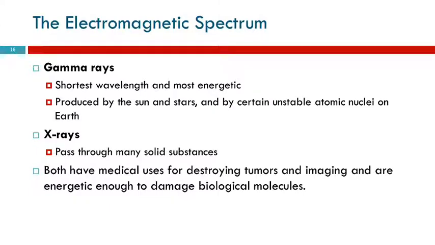These are produced by the sun and the stars and by some atomic nuclei. Those are very damaging to living organisms. X-rays are less energetic than gamma rays, but have enough energy that they can pass through many solid substances. And this is why you go to the doctor and they can take an X-ray. It'll go through your soft tissues, but be at least partially blocked by solid things like bones. And so the doctor can use X-rays to get a picture of what's going on inside of you.